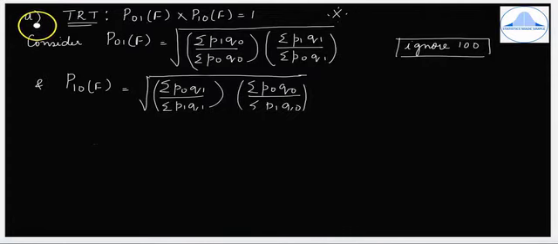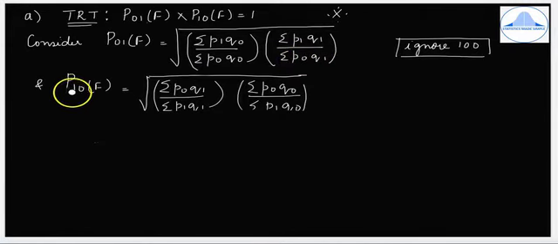So let us first start with the time reversal test. Subdivision A, write TRT. The condition, that is P01 of F into P10 of F is equal to 1. This will carry 1 mark. Let us first write Fisher's price index number. That is P01 of F is equal to root of, it is the product of Laspeyres and Paasche's index number without the 100. So it is root of summation P1 Q0 by summation P0 Q0 into summation P1 Q1 divided by summation P0 Q1.